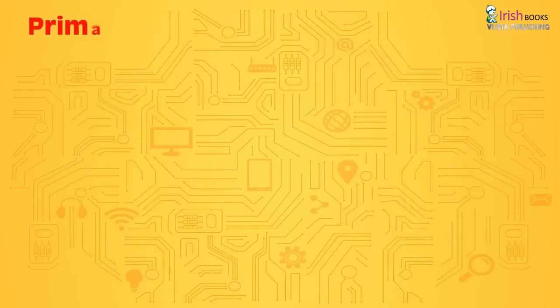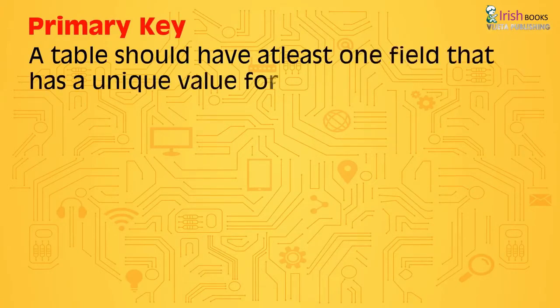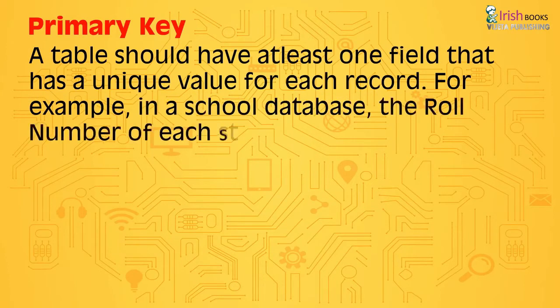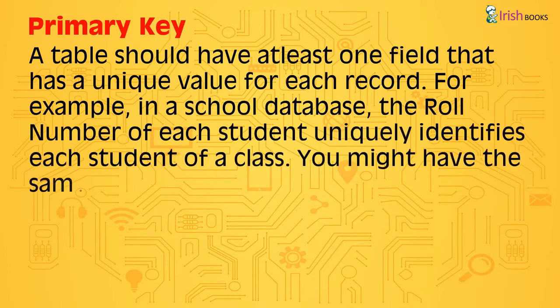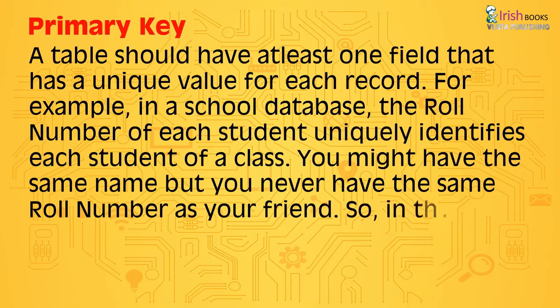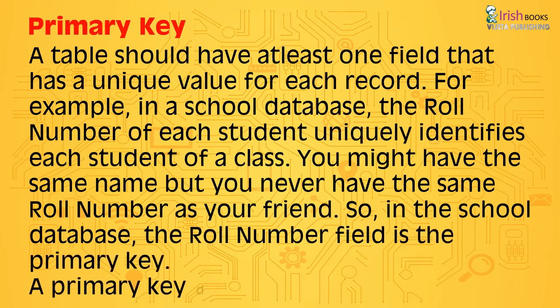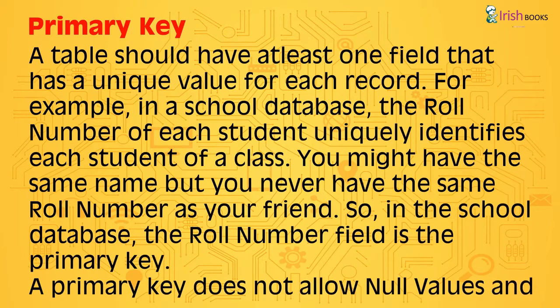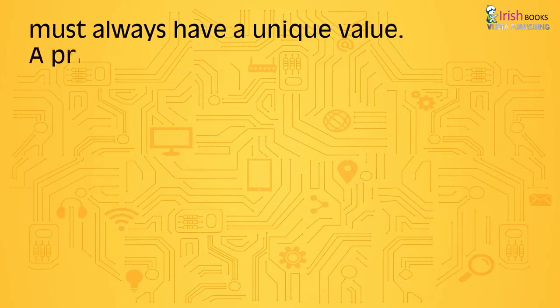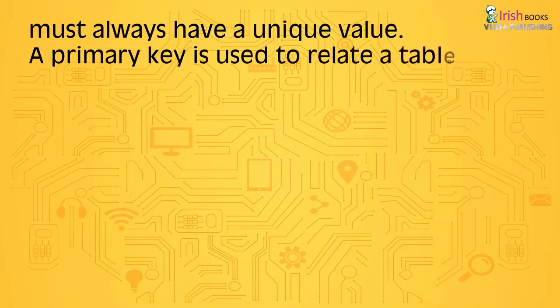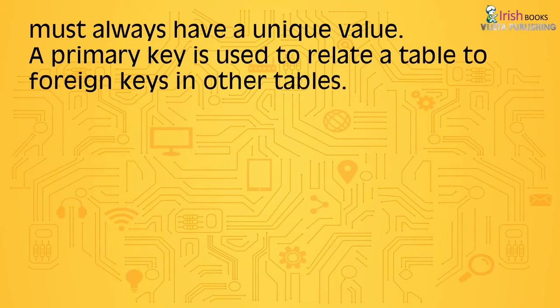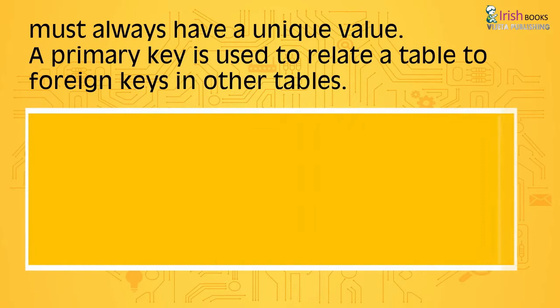Primary key. A table should have at least one field that has a unique value for each record. For example, in a school database, the roll number of each student uniquely identifies each student of a class. You might have the same name, but you never have the same roll number as your friend. So, in the school database, the roll number field is the primary key. A primary key does not allow null values and must always have a unique value. A primary key is used to relate a table to foreign keys in other tables.